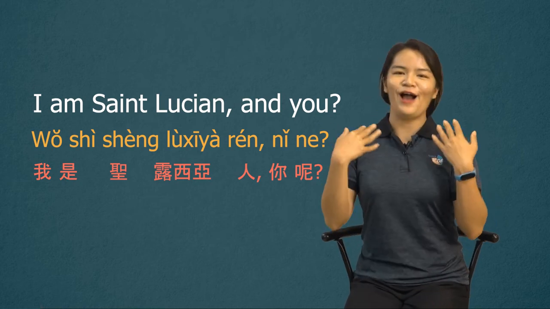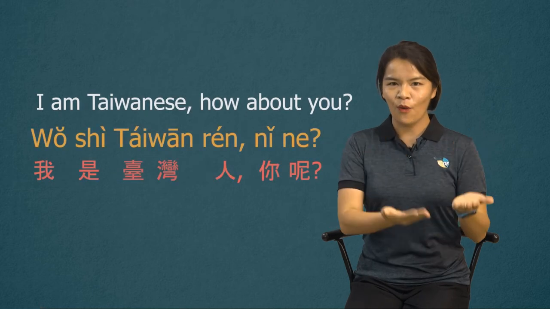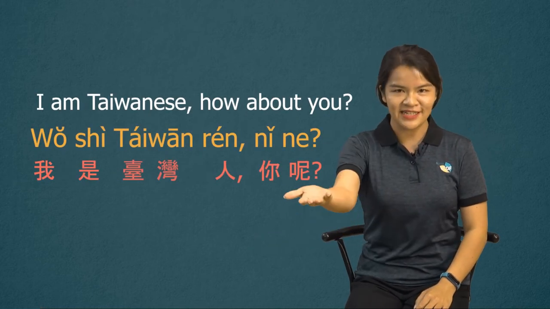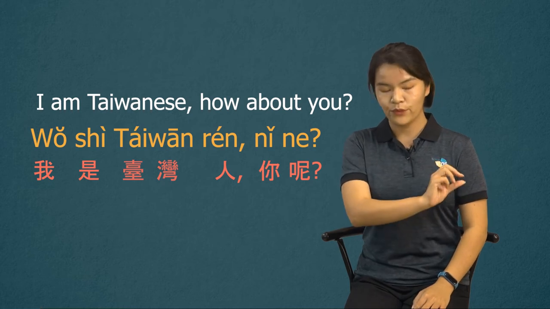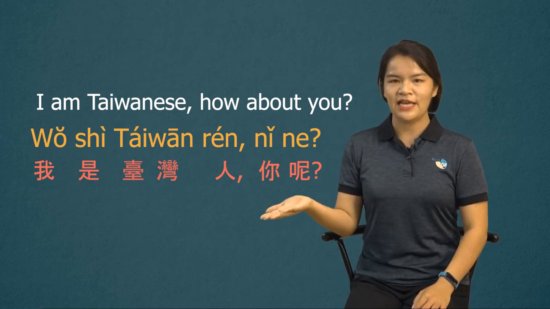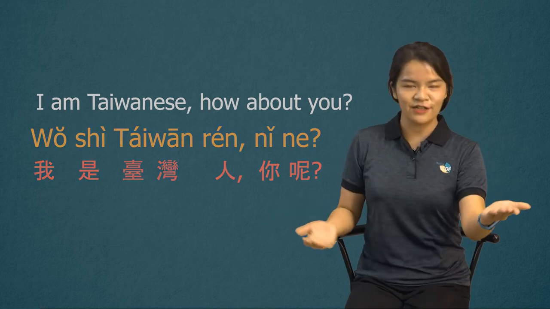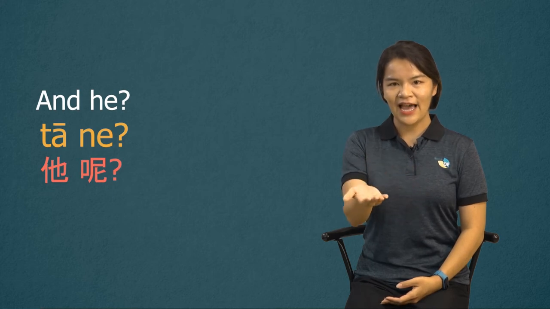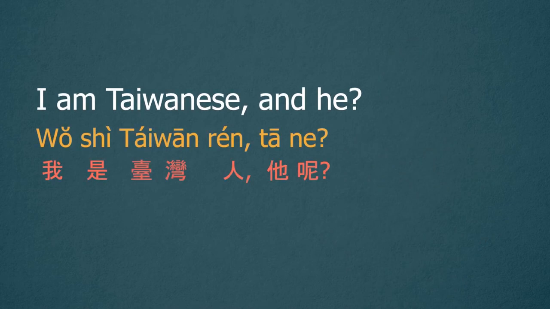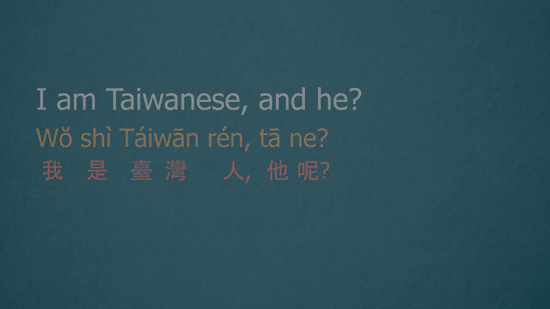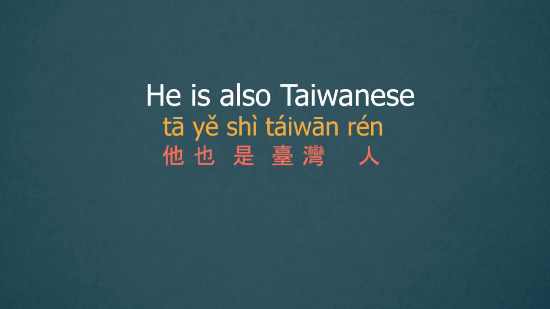Okay, but actually, I'm not Saint Lucian, I'm Taiwanese. So I would say 我是台湾人。你呢? 我是台湾人。 Okay, so after we learn the personal pronouns, 你呢? Means and you, and how about and he? How to say and he? 他呢? And the sentence, 我是台湾人。他呢? And 他也是台湾人, 也 means also or too or either. 他也是台湾人.